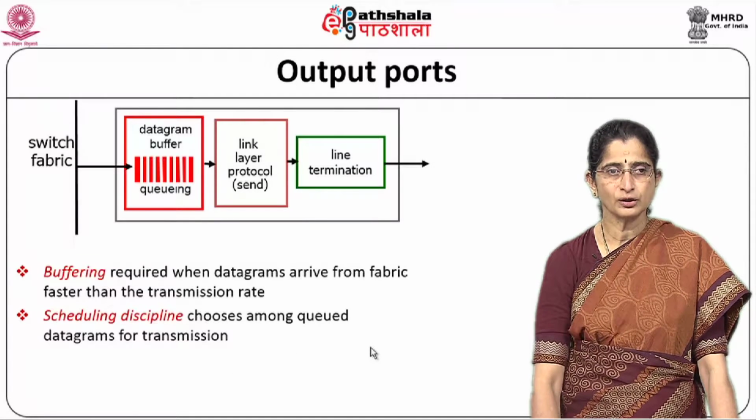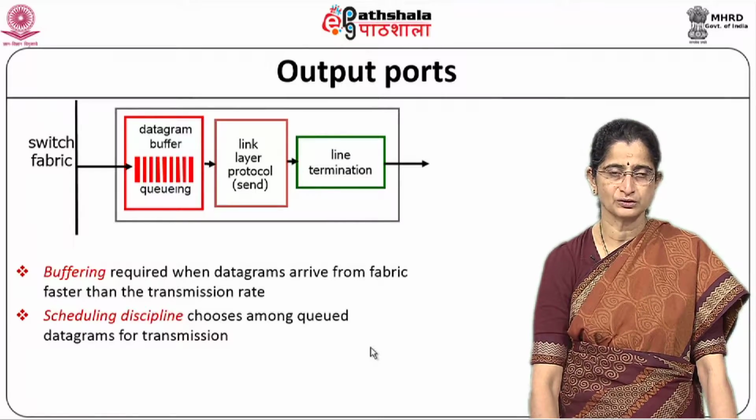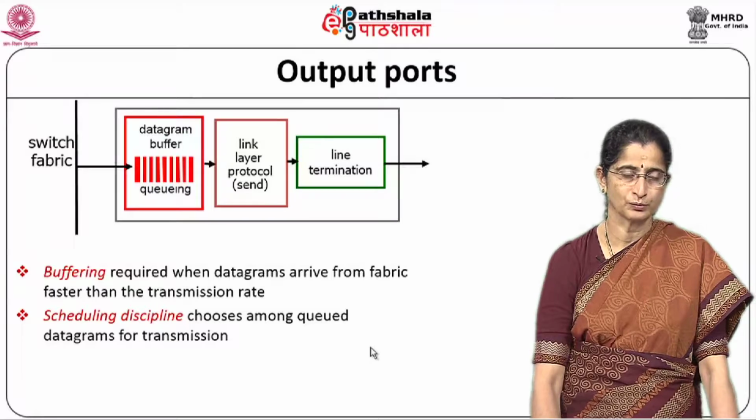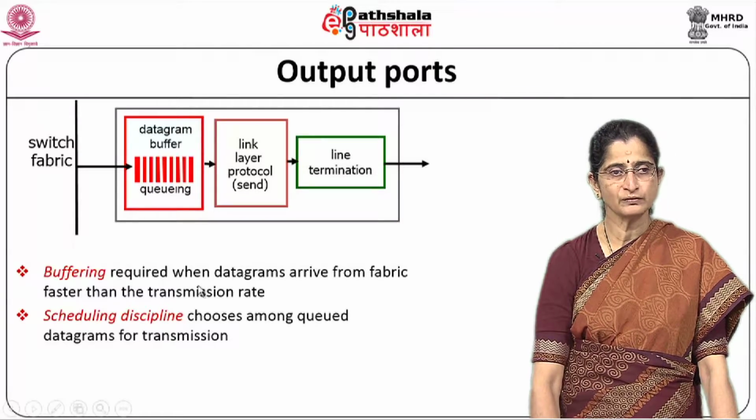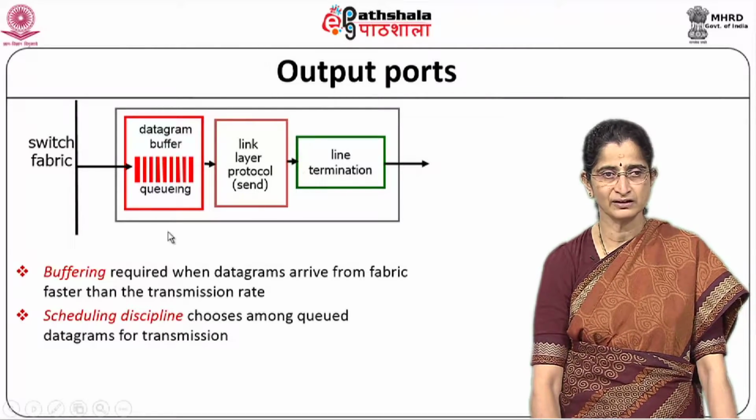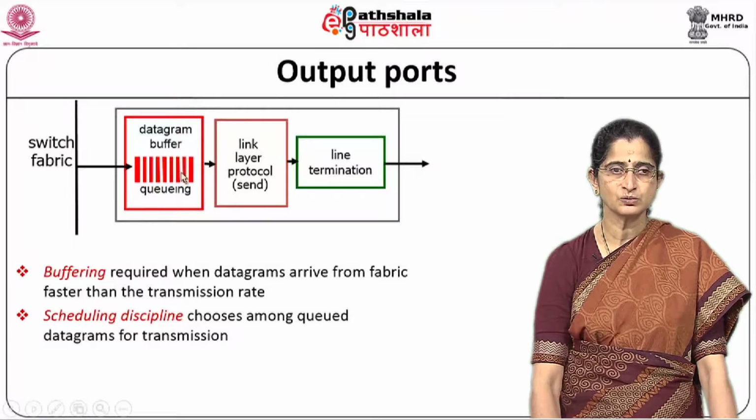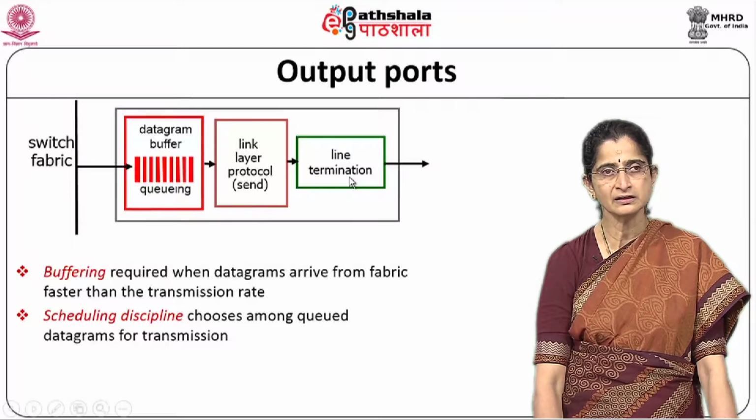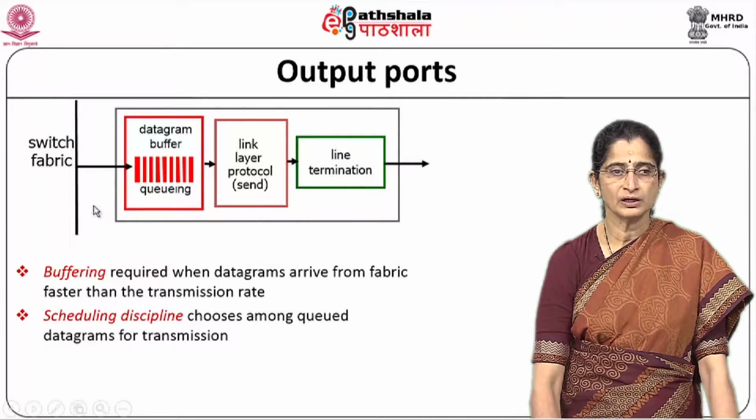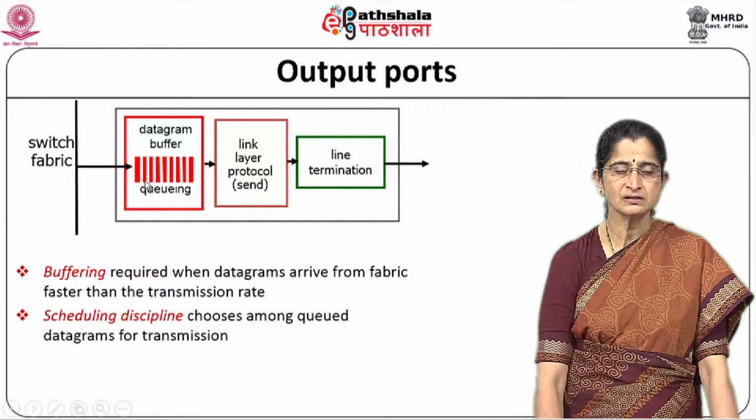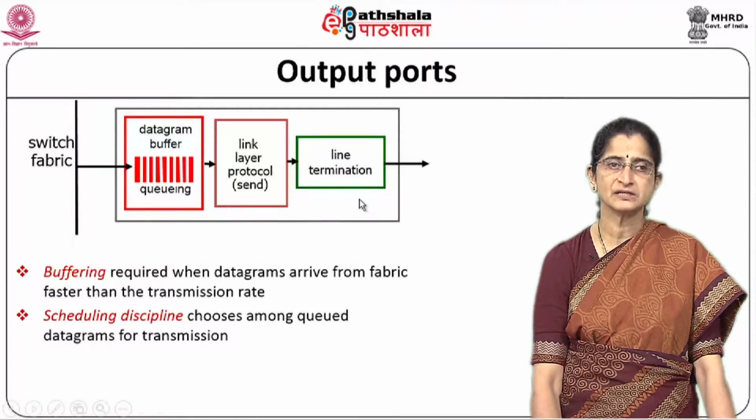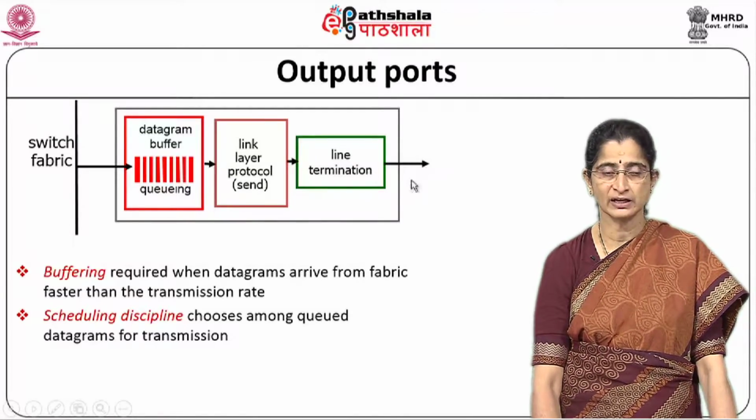So, the next component that we have is the output port. We looked at the input port, then we looked at the interconnection network, and then the output port. Now, if you look at the output port, again you will see that there are 3 layers of processing that take place here. One is what happens at the network layer, and then at the data link layer, and then at the physical layer. So, from the switch fabric, data comes in to a buffer. Normally it is buffered here before it can be sent out at the rate at which your line is working.